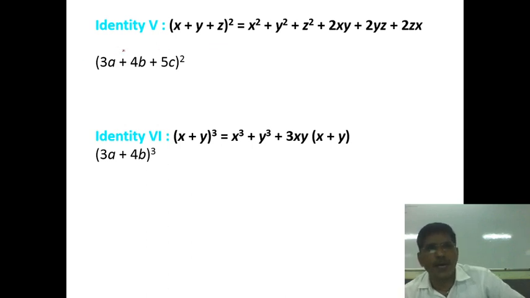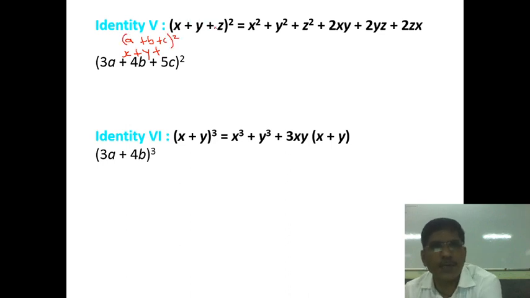So again, how to remember this? (x plus y plus z), or I am writing now a plus b plus c, it is also better. (a plus b plus c) whole square. So (x plus y plus z) whole square, it is a power. So first step, that is x, so I have to write x square plus y square plus z square plus 2xy.